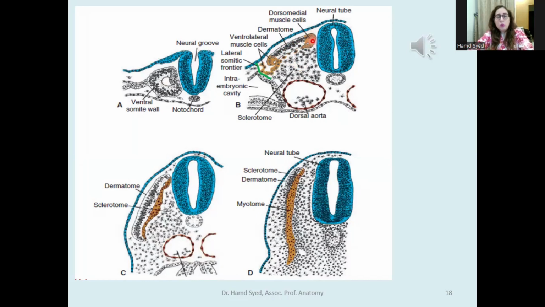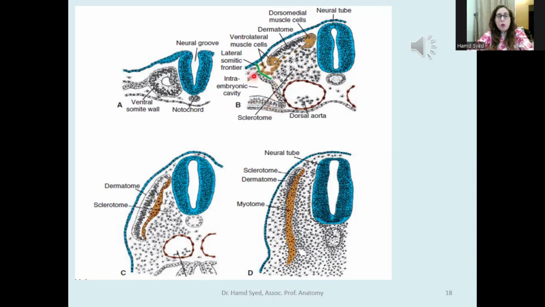This group is known as dorsomedial muscle cells, and over here we have the ventrolateral muscle cells. Now let's look over here. If this was the area of the somite, we can see that somite is derived from paraxial mesoderm. Adjacent to it is the intermediate and then the lateral plate mesoderm. Lateral plate mesoderm divides into two layers: a parietal layer which is next to the ectoderm, and over here a visceral layer which is next to the endoderm.